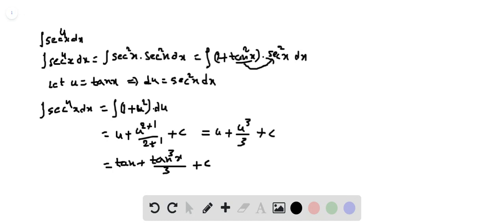So the integral of secant power 4x dx equals tan x plus tan power 3x by 3 plus c.